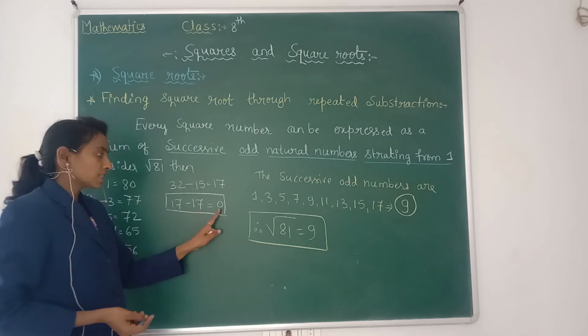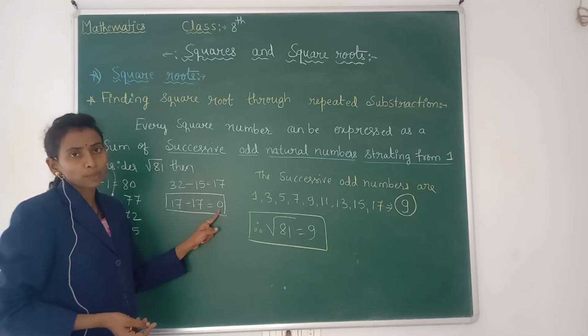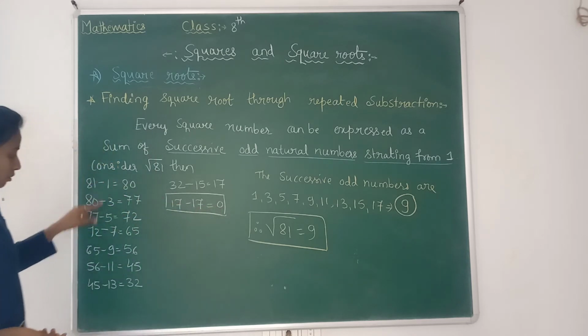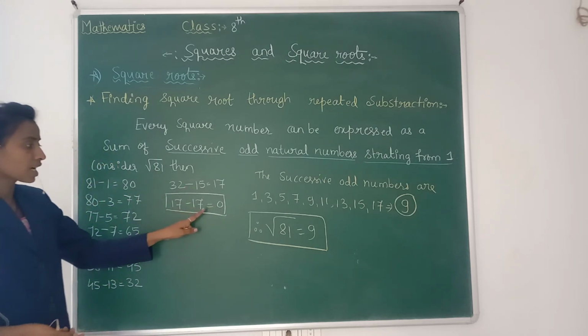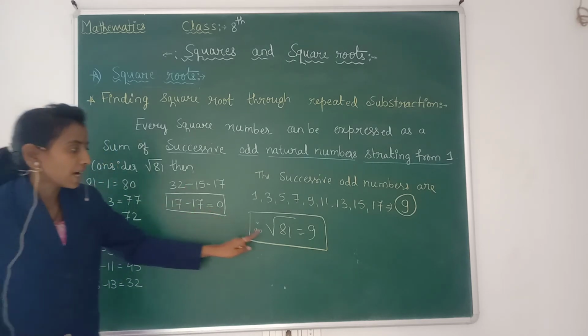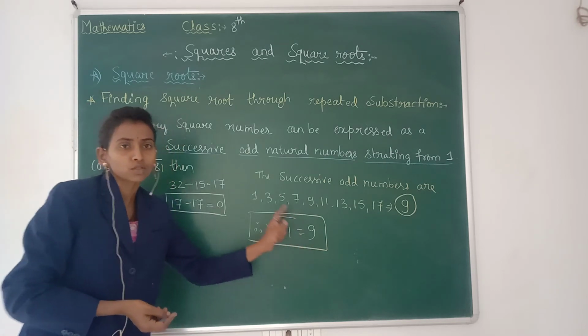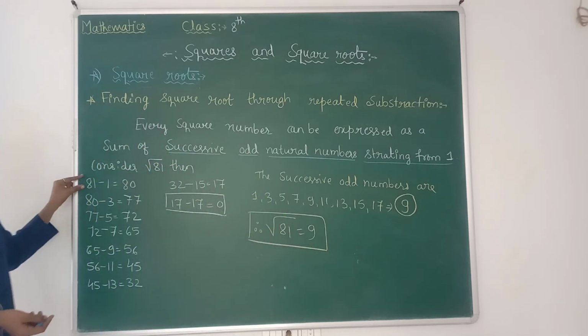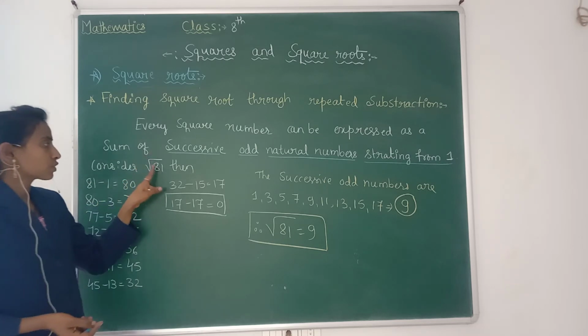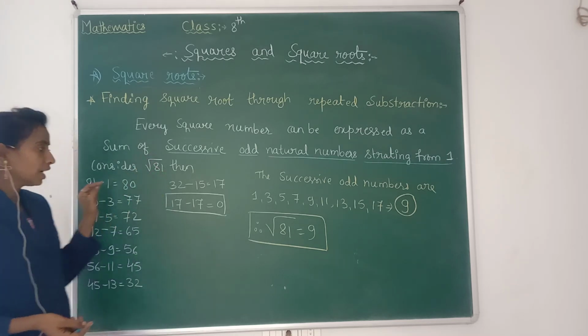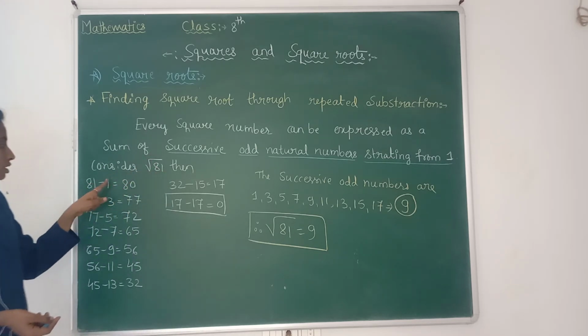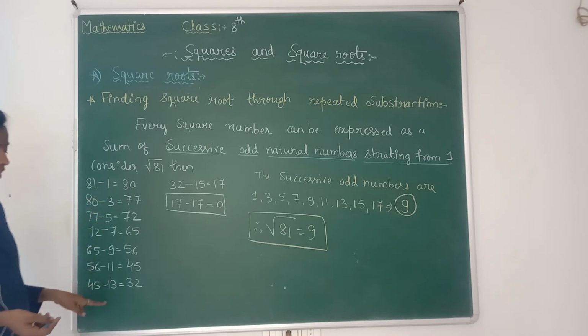When you get the value 0, there you stop. How many numbers you have used to subtract to get the value 0, that will become the answer here. So we will check. Consider the square root of 81. From 81 successively we are subtracting odd numbers.